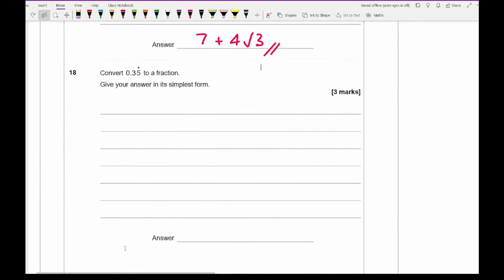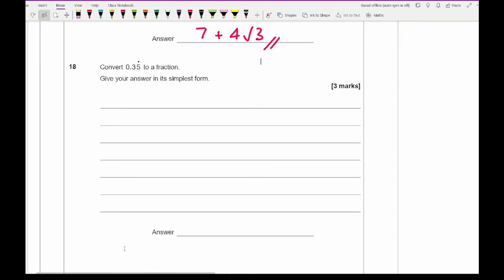Then for question 18, it says convert 0.35 recurring to a fraction in its simplest terms. So we make it equal to x. And then what we want is that recurring decimal to be straight after the decimal point. So multiply both sides by 10, and then multiply both sides again by 10. So I get 100x equals 35.5 recurring.